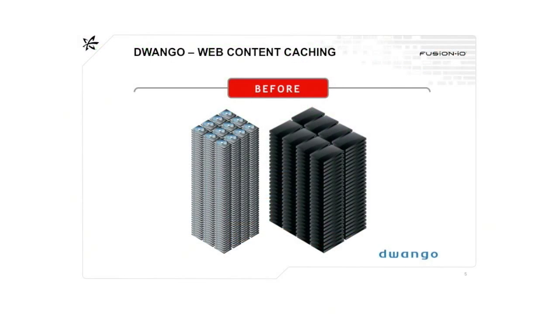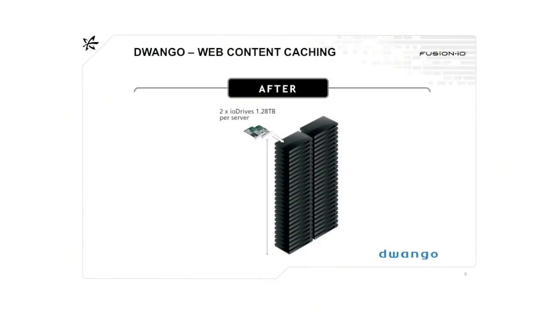Well, our customers want to deliver data more quickly to their customers and do it in a way that's efficient as well as performant. So we have a number of examples. I'll give you a few. Duango, for example, went from 200 servers down to 50, delivering more data more quickly while shrinking their footprint, shrinking their power, shrinking their data center requirements.